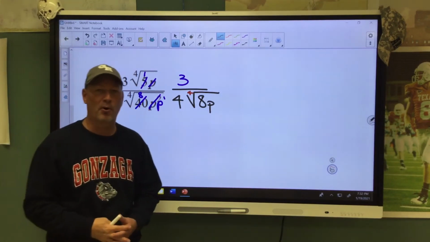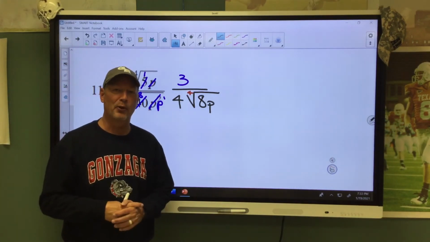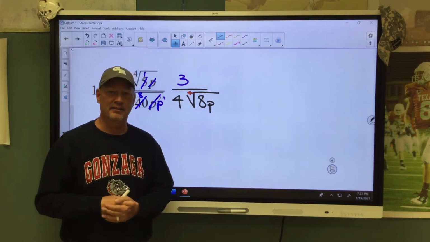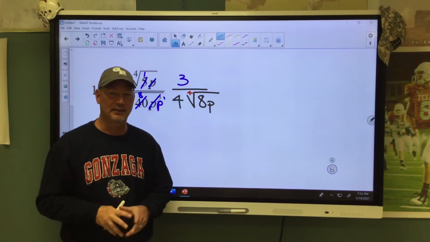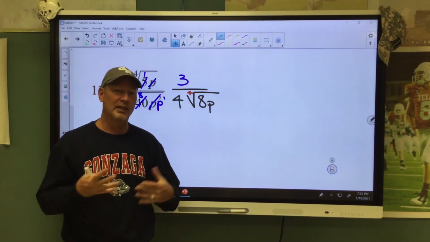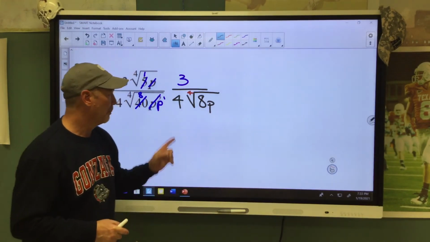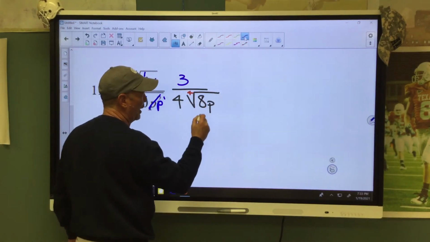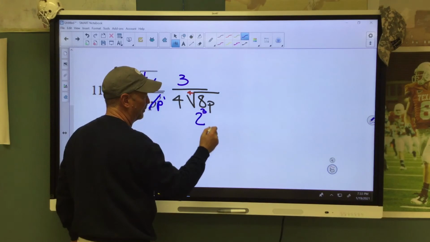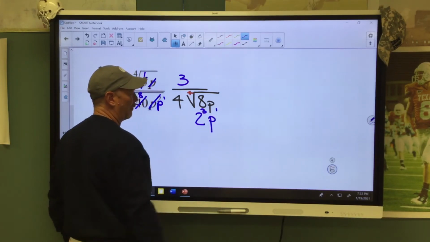Now here's the tricky part. Do you know how to rewrite the number 8 as an exponent? You got to use your thinking cap. Think about what you've done in the past. And this is what's going to bother some people because they're not creative. But 8 can be written as 2 to the third power. And that is p to the first power.